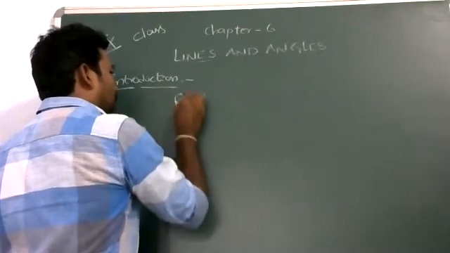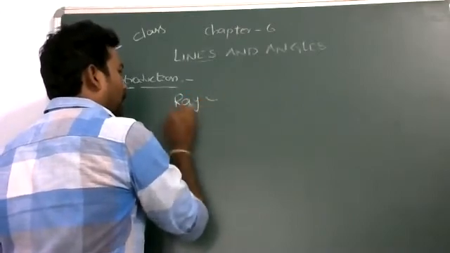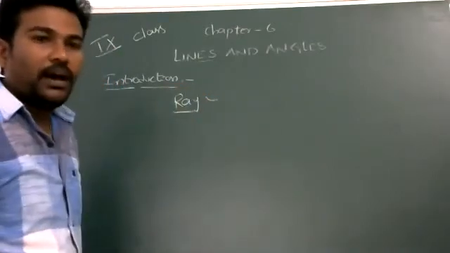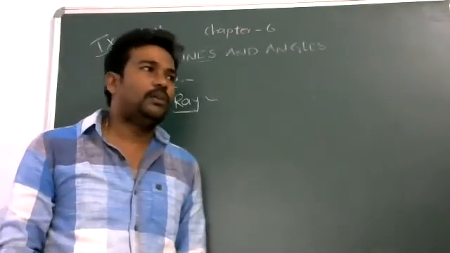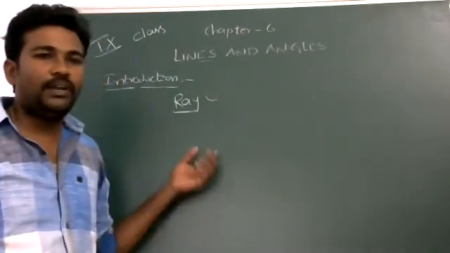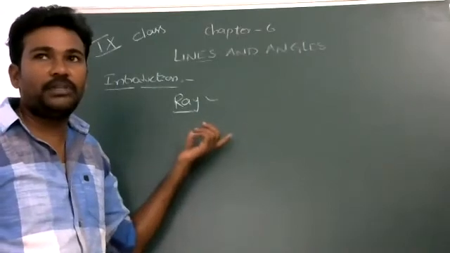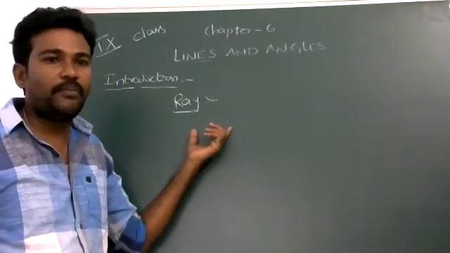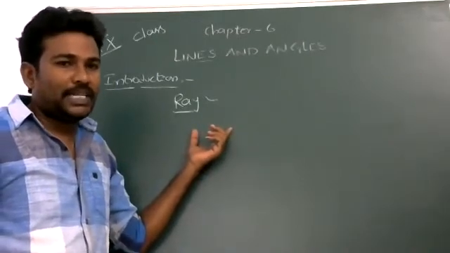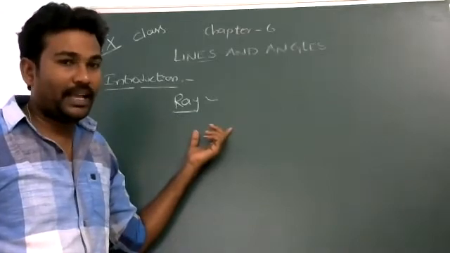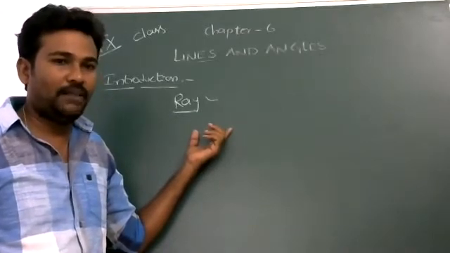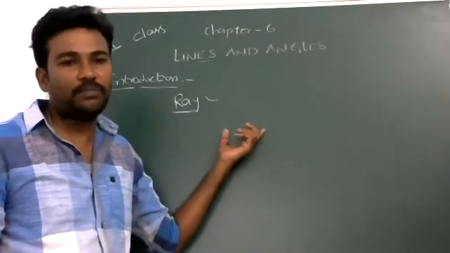Now comes the third one. Already you know very well about this ray. Where can you observe this ray? Examples of rays: X-ray, Y-ray, alpha rays, beta rays, gamma rays, whatever it may be.